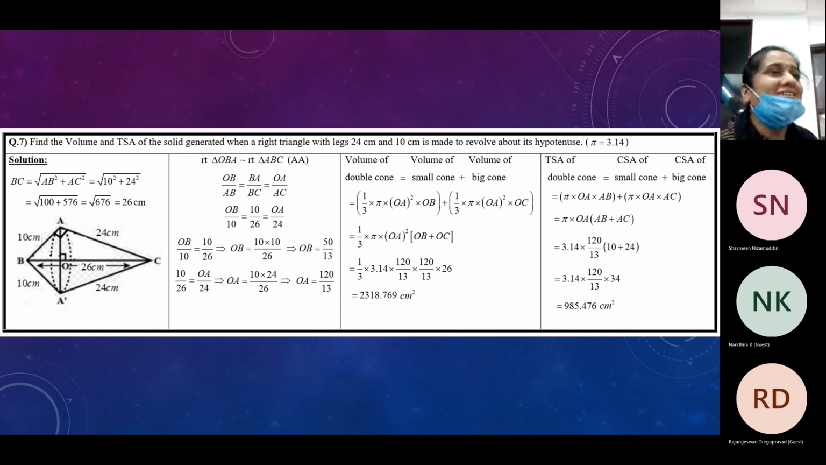Louder. Root of L square plus B square plus H square. I don't know what you said. Root of L square plus B square plus H square. Yes or no, Nanda Harini?